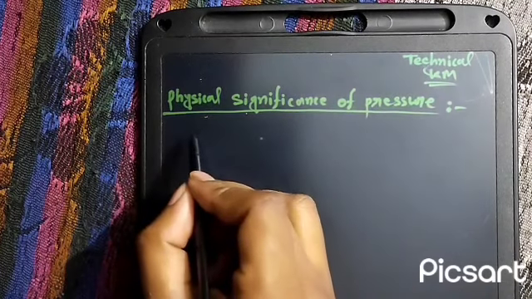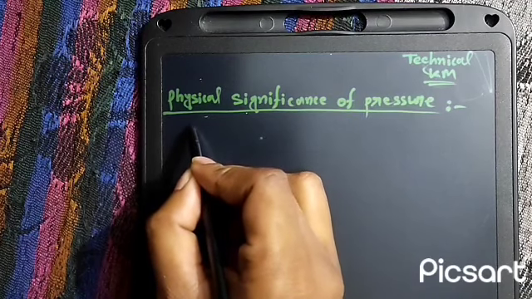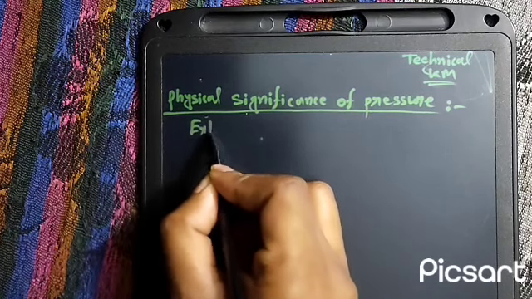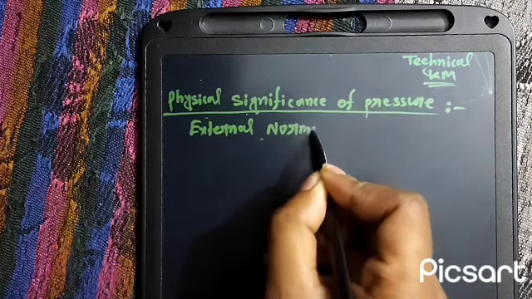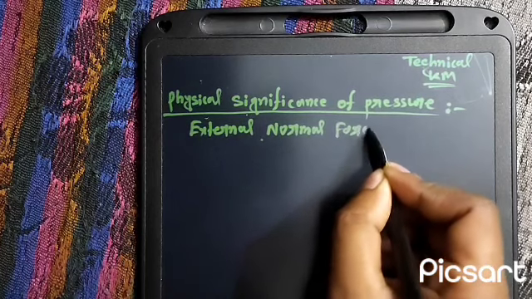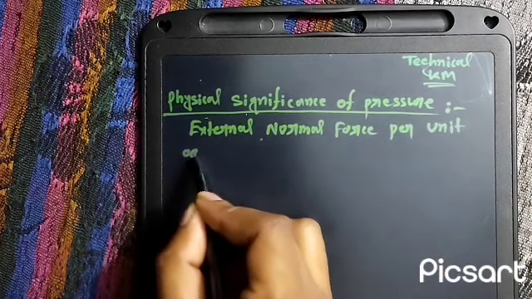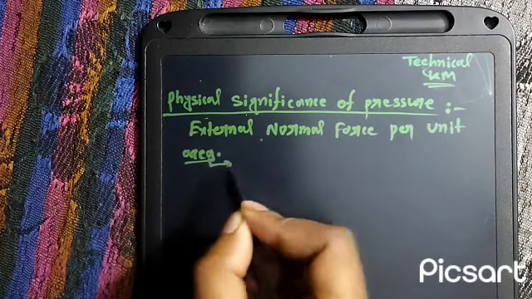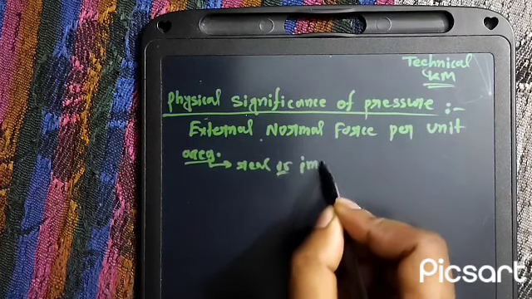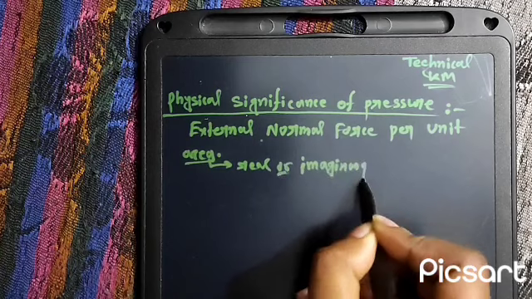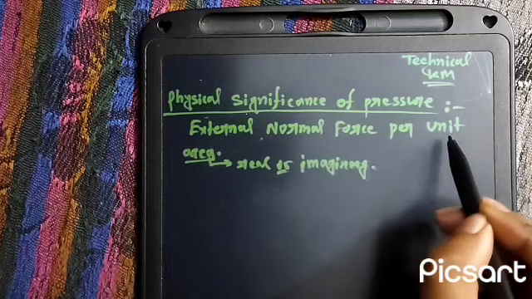Let's go. Its definition: pressure is defined as external normal force per unit area. This area may be real or imaginary. So the pressure is external normal force per unit area.